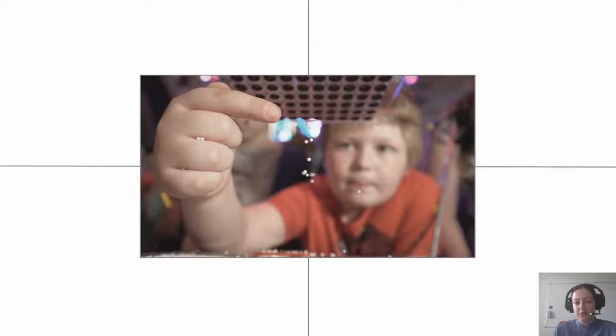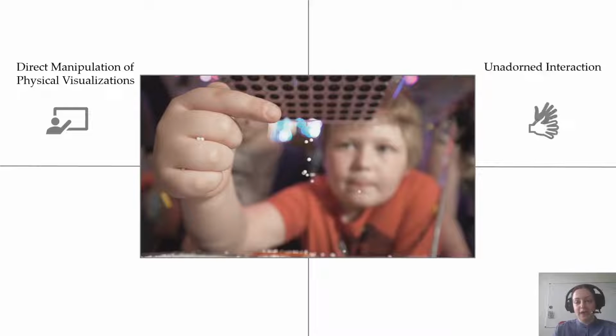Some of the advantages of levitating displays include direct manipulation of physical visualizations, unadorned interaction, meaning that the user can interact with the display with their bare hands without the necessity of controllers, gloves, or other gadgets, transparency. The display allows good visibility from many angles, encouraging collaboration and social interaction. And lastly, it offers all natural depth cues, and contrast, focus, and illumination are all correct.